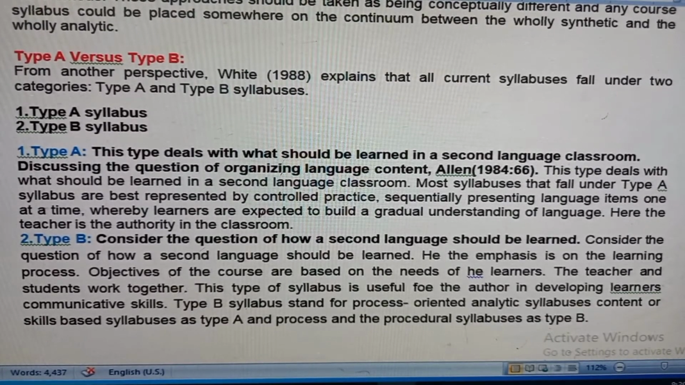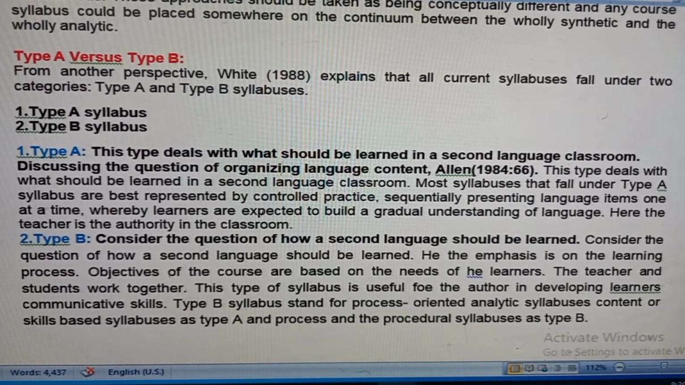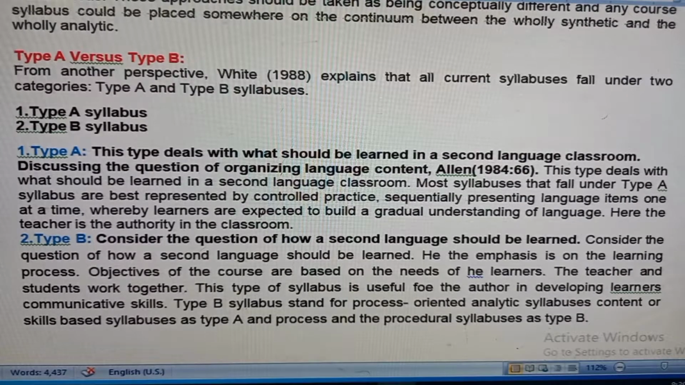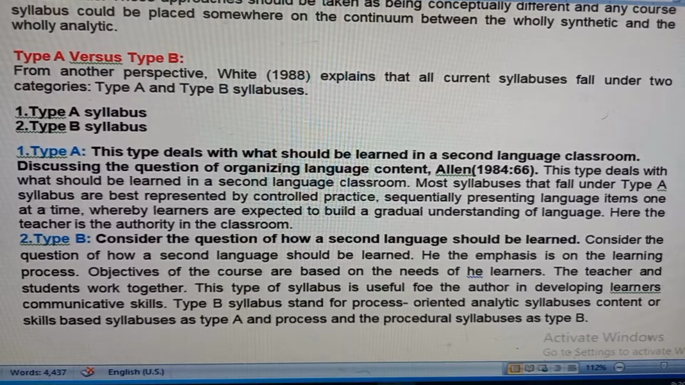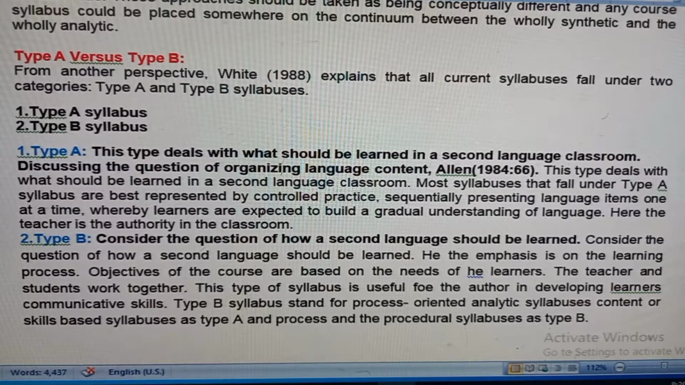Type A versus Type B. Another perspective, White, 1988, explains that all current syllabuses fall under two categories, Type A and Type B syllabuses.